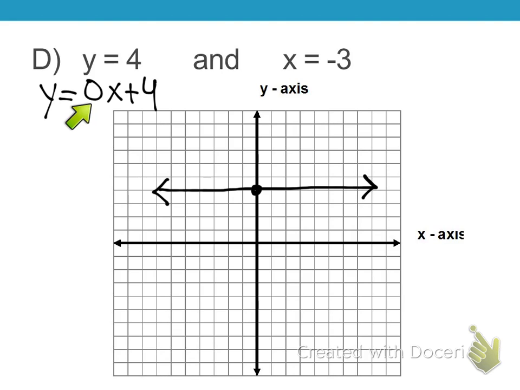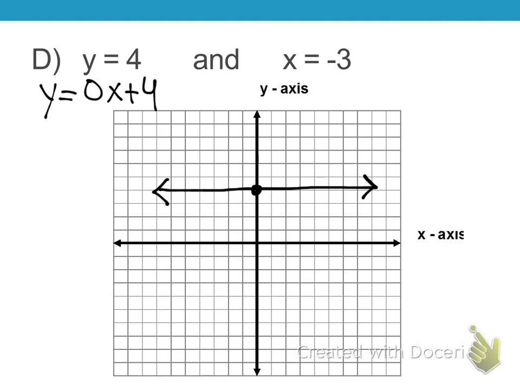So my slope is 0, and my y-intercept is 4. So start at 4. You're not rising at all. You're only running. So you just go side to side through the y-axis at 4.